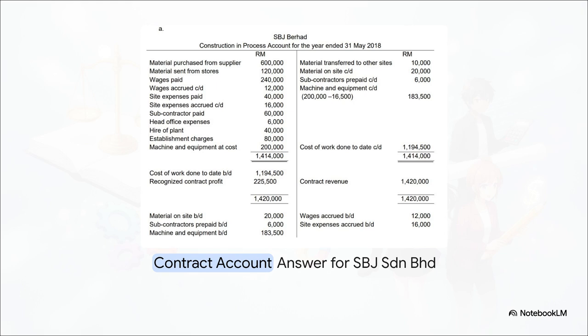We debited the full 200,000 ringgit cost over on the left side. But then on the right side, we credited the net book value, which is 183,500 ringgit. You might be wondering, where did that number come from? Well, it's just the 200,000 cost minus that 16,500 in depreciation. Also, notice how we added the accrued wages and accrued site expenses on the debit side, but we made sure to carry the prepaid subcontractor fees over to the credit side. Balancing all of this out perfectly is what gives us our final cost of work done to date.